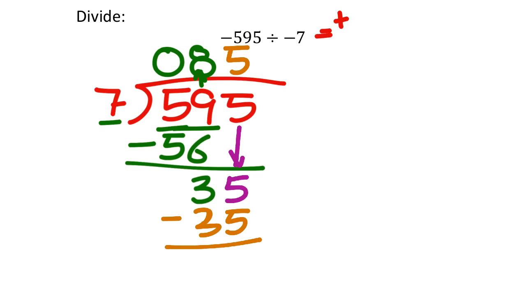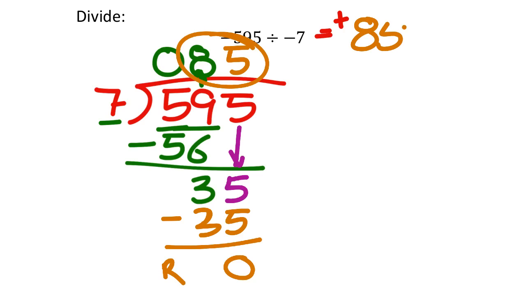And some of you guys know right now, since we're dealing with integers, there shouldn't be remainders right now, if I remember right, okay? So with a remainder of 0, there shouldn't be any remainders. My answer is 85, positive.